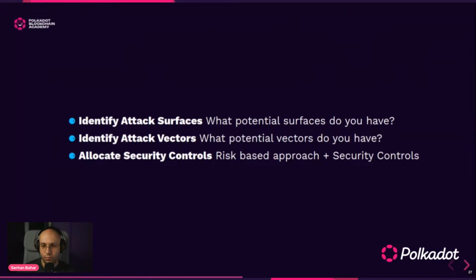Imagine a house that has a door and a lock. What are the attack vectors? I can try to break your door. I can try to copy your key, or I can try to find someone who can open the door for you. I can impersonate you to open the door, maybe with a specialist keymaster. Those are attack vectors. Once you have identified attack surfaces and attack vectors, you can allocate security controls using a risk-based approach.